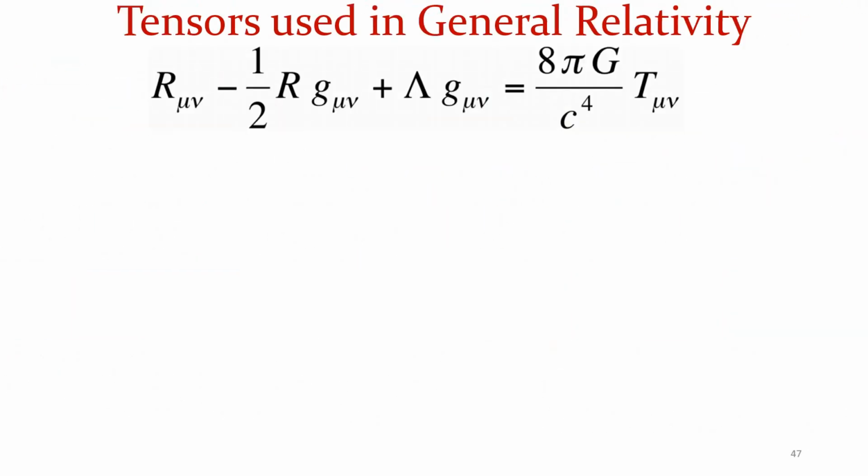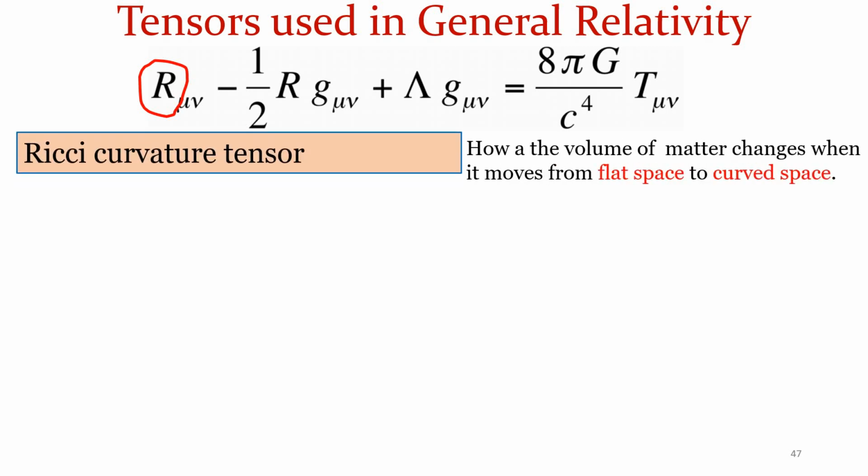Okay, now it is the time to satiate our excitement. What are those tensors all about? The first R is called the Ricci curvature tensor. It actually measures how the volume of matter changes when it moves from flat space to curved space.